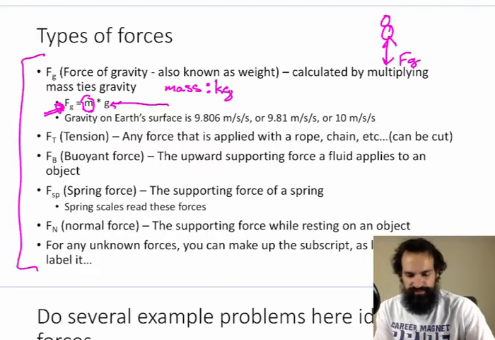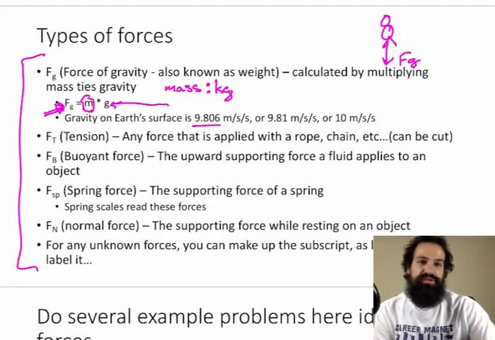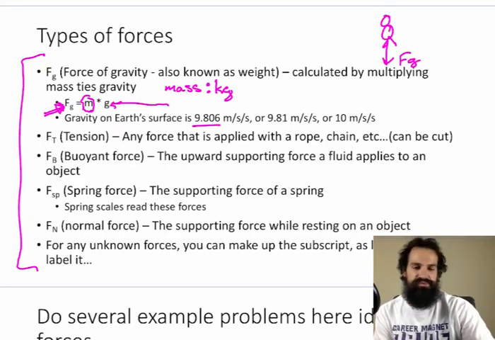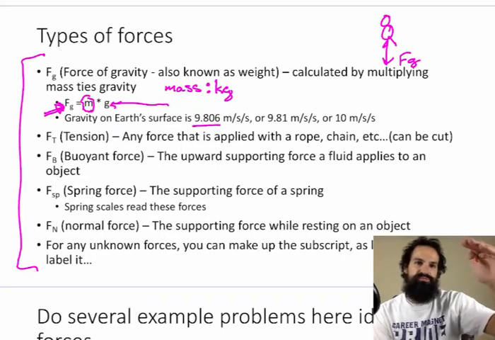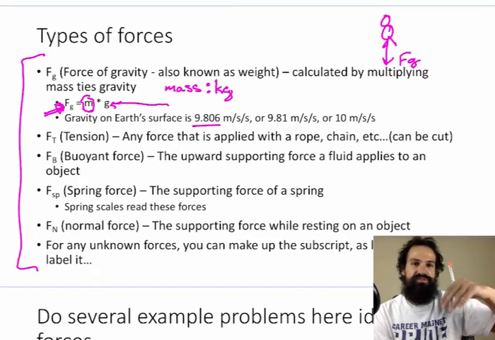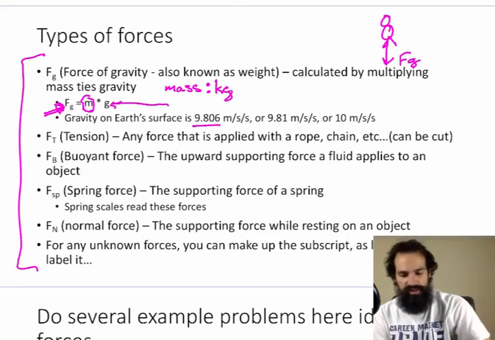On Earth, gravity at sea level is 9.80 meters per second faster every second, or 9.8 meters per second squared, which means if you're falling, after 1 second, you're going to be going 9.8 meters per second, 9.8 meters per second faster every second you fall.